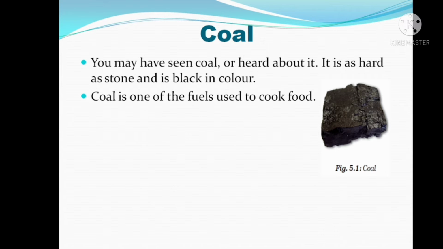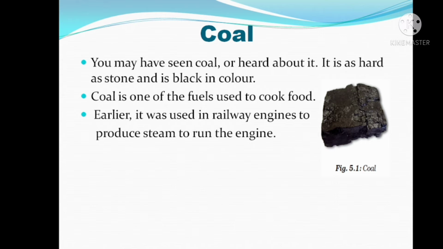Coal is one of the fuels used to cook food. Nowadays we are using gas, but earlier when people started cooking food, at that time they used coal, a natural resource we can get from the earth. Earlier it was used in the railway engine too, to produce steam to run the engine, which you have seen in different kinds of films, or on the net you can see that earlier people used coal to run railway engines and in some other areas also. Even in companies, they were firing the furnace, and at that time they also used coal.